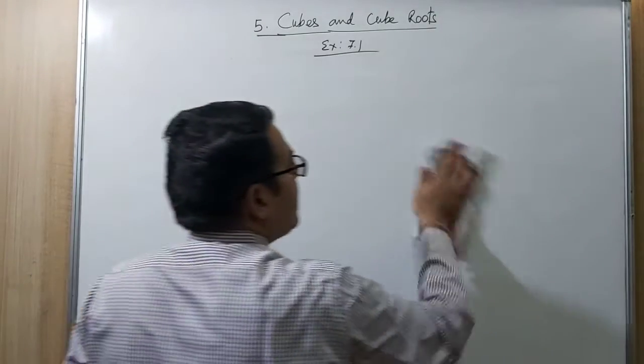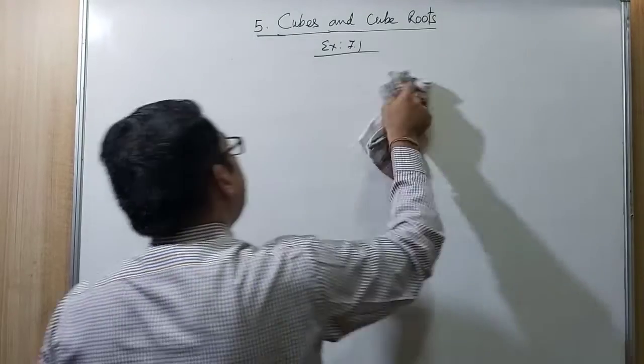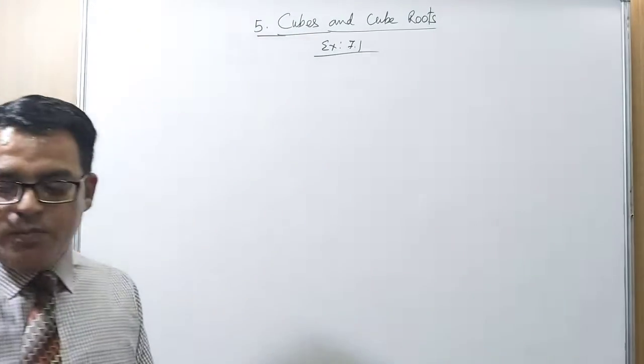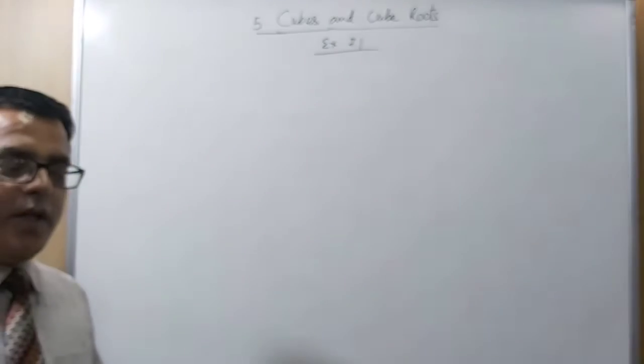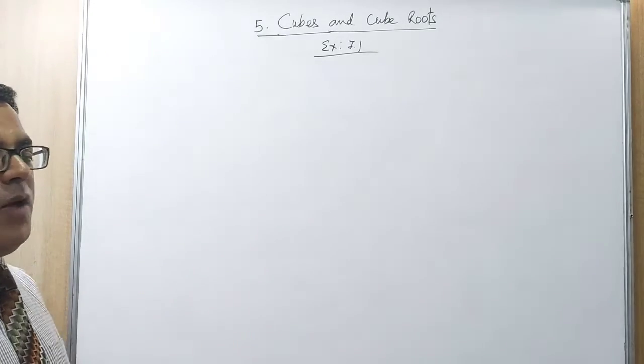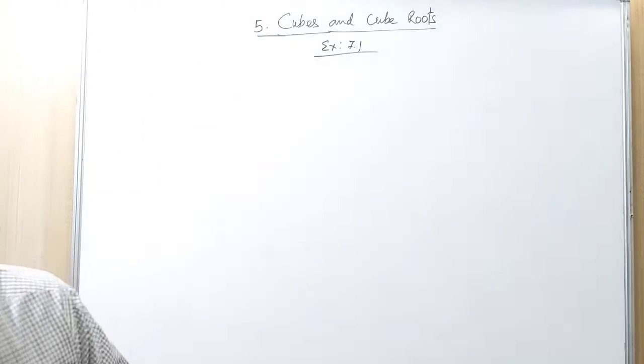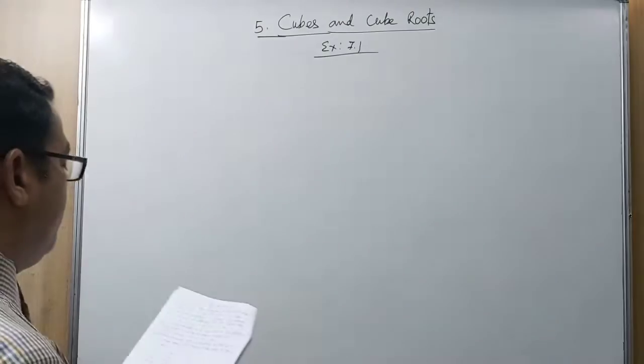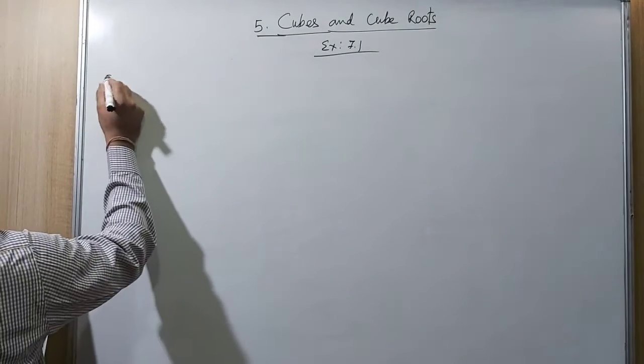If you are unable to understand this method, no problem. In the traditional method, we can multiply a number by itself thrice. In this way also we can get the cube. Don't panic. So you can find the cube. Now move to the second question.